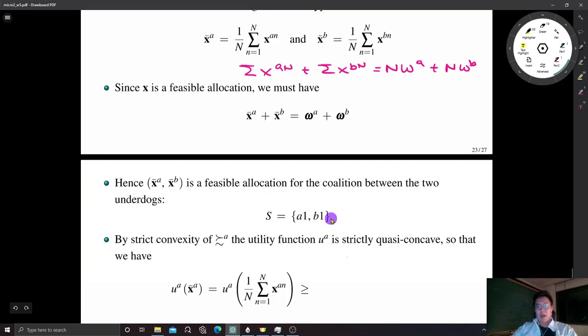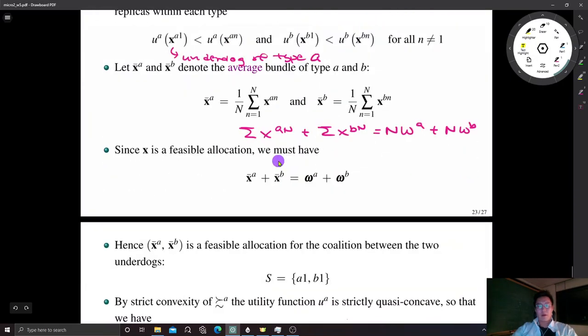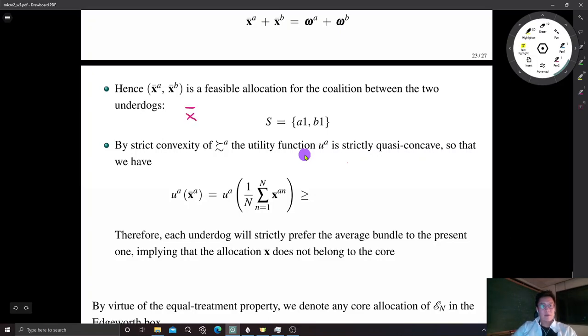Okay? Because each type has an initial endowment omega A and omega B, A1 has an initial endowment omega A, B1 has omega B. So inside this coalition, this average bundle is feasible. Now we are going to show that these two consumers strictly prefer the average bundle to the previous bundle X. Okay, so XA bar strictly prefers to XA1 for type A, and XB bar, the average bundle for type B, strictly prefers to XB1, the allocation assigned to the underdog of type B. Then we are done, right?